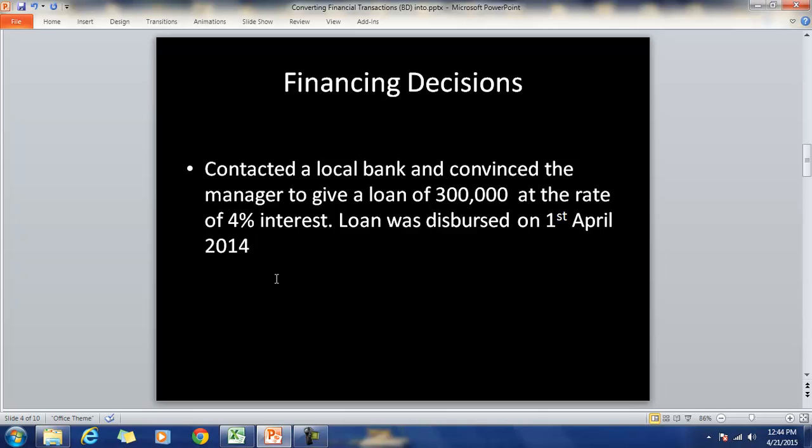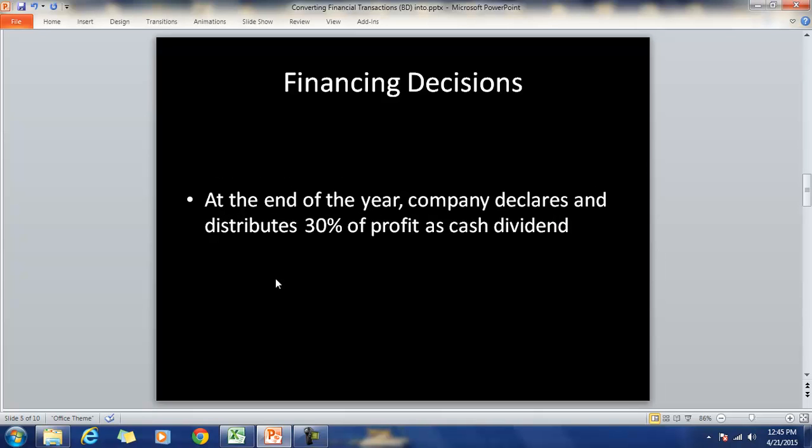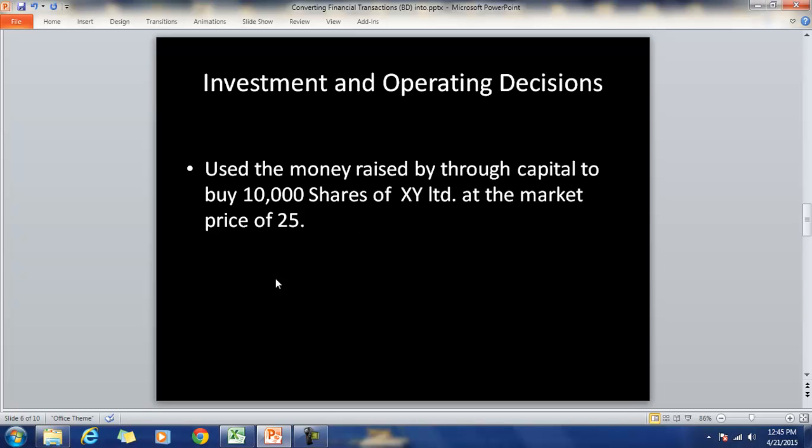Let us see the next transaction. At the end of the year, they declared a dividend, 30% of profit as cash dividend. But we'll use it only when we find the profit after determination of the profit. The transactions which are investment and operating, undertaken by the firm, are as follows.